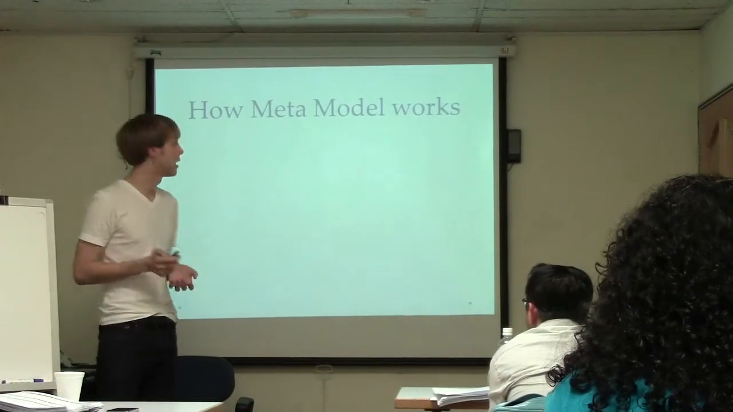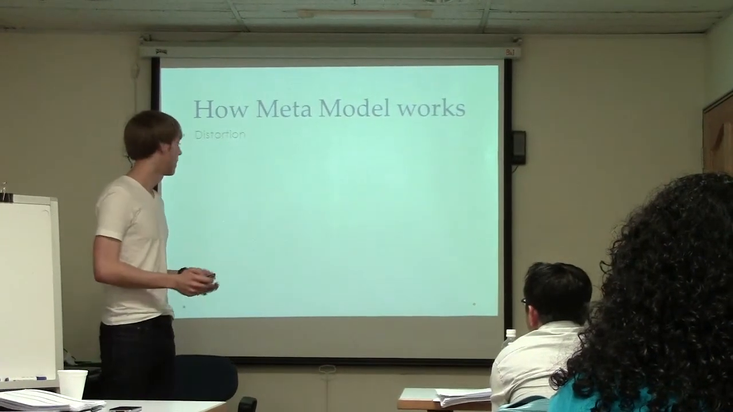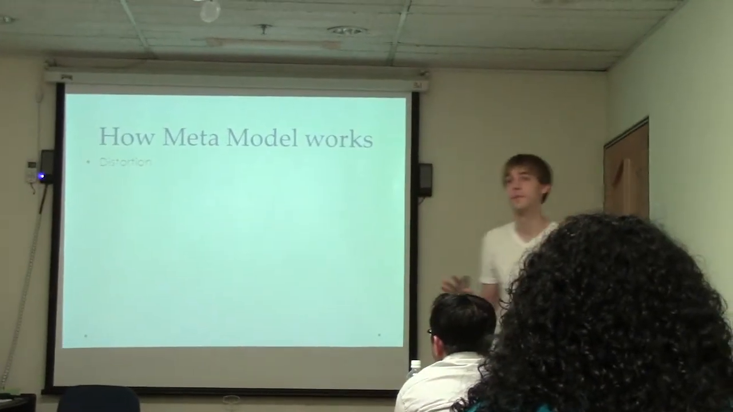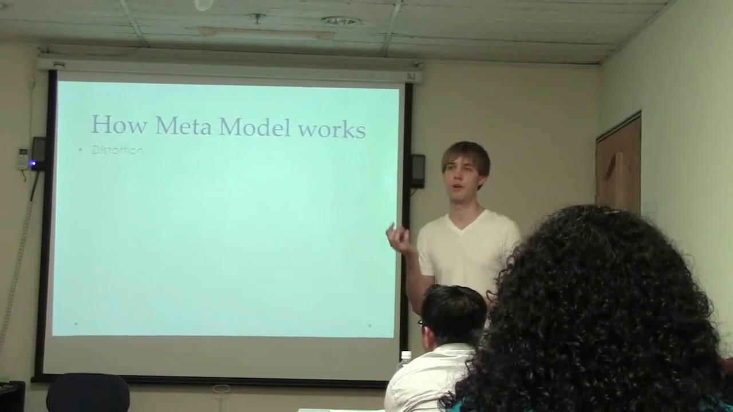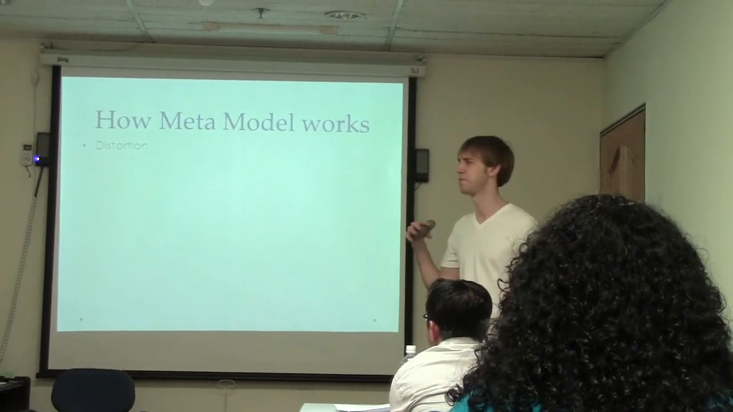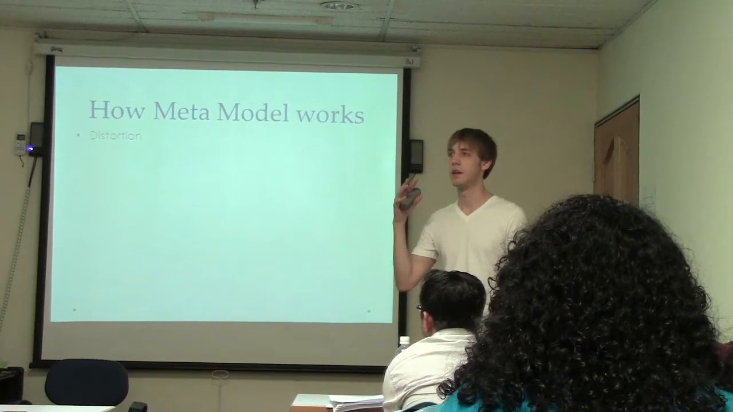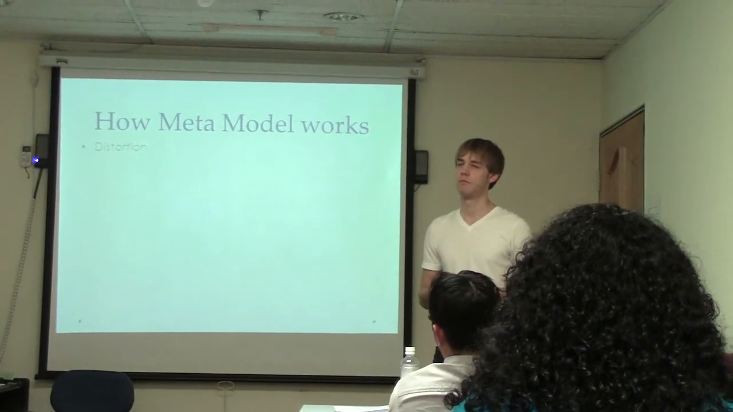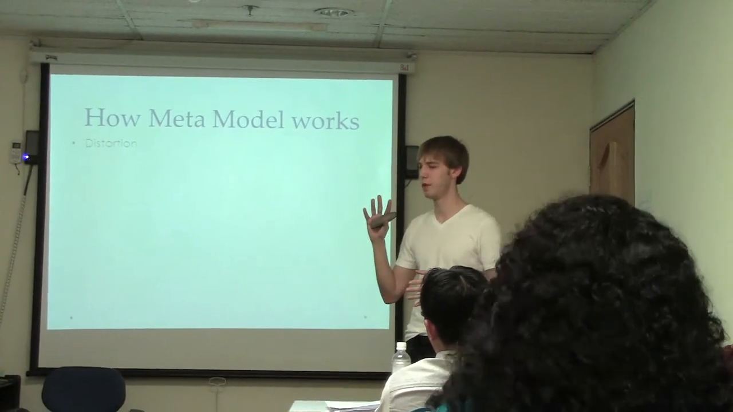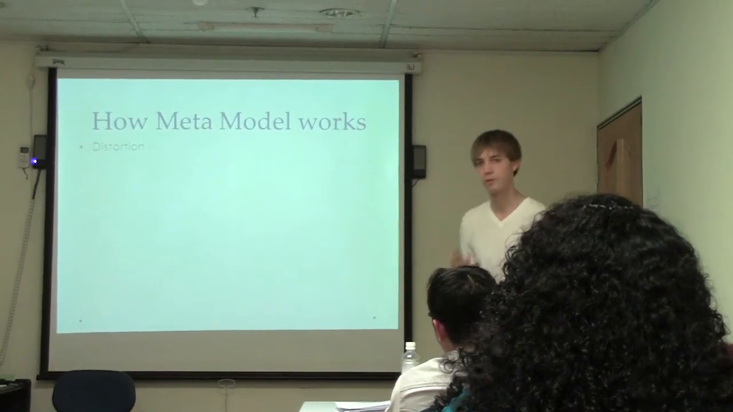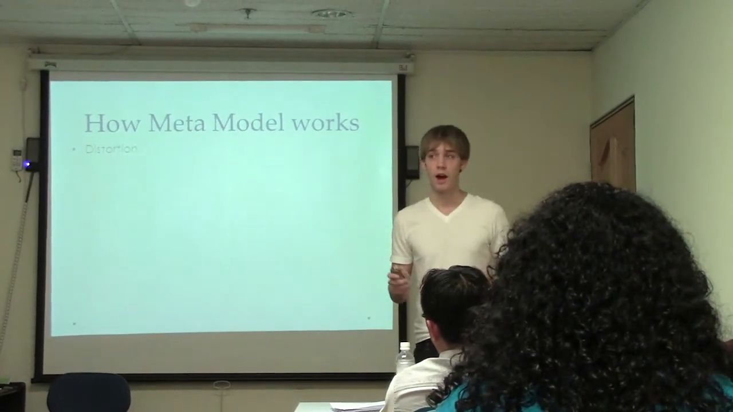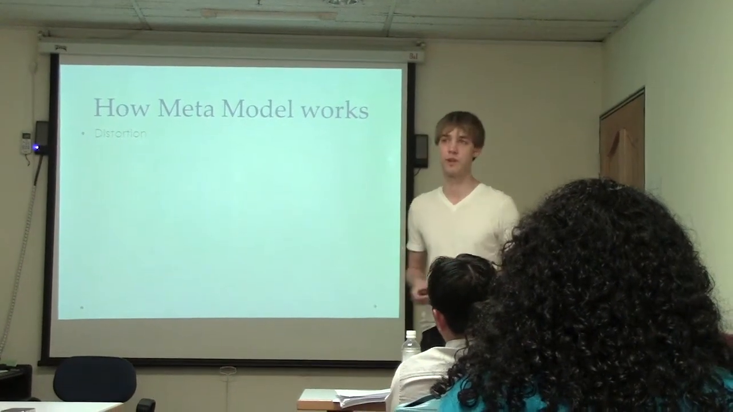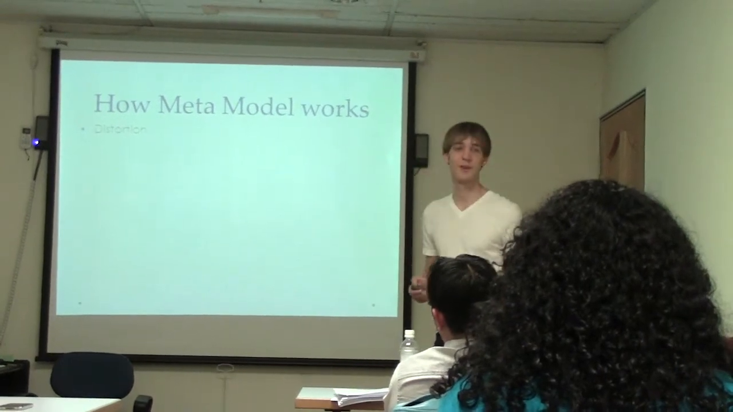So, how does Meta-Model work? There are mainly three filters which we have. One of them is distortion. We tend to distort a lot of information, which means we do not communicate the accurate information. Now, I just believe you know how Milton Model works, because we are also referring to the Milton Model here. If not, Lyman will teach us that.